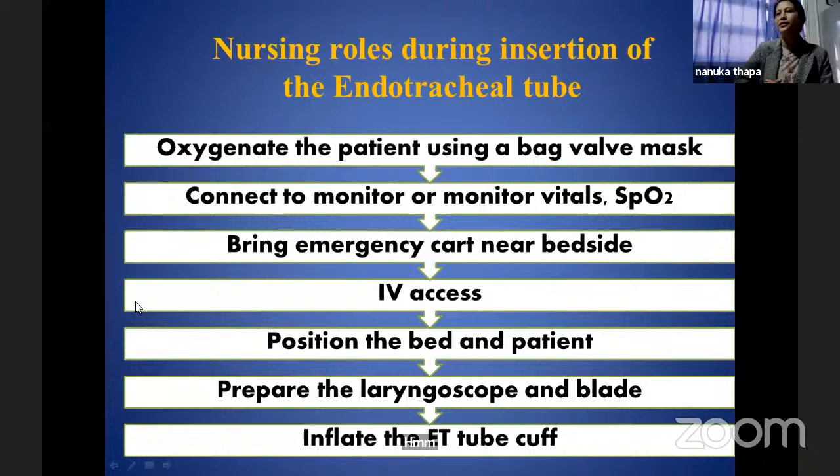First we'll discuss the nursing role during insertion of the endotracheal tube. Whenever a patient is admitted to you and all these indications for intubation are there, what should you do first? First and foremost, oxygenate the patient using bag and mask ventilation. Then connect the patient to a monitor to check vital signs and SpO2. Then bring the emergency cart near the bedside, since when planning to intubate, the emergency cart should be next to the patient. And there should be IV access.